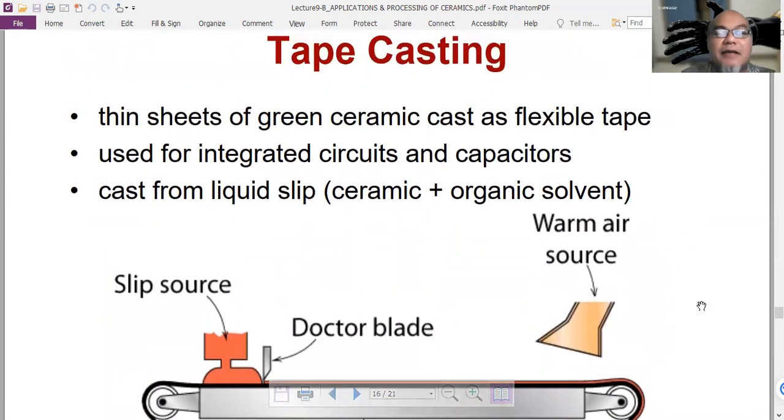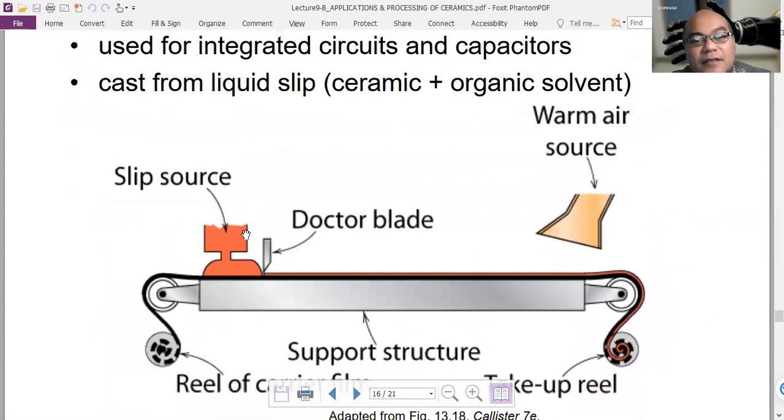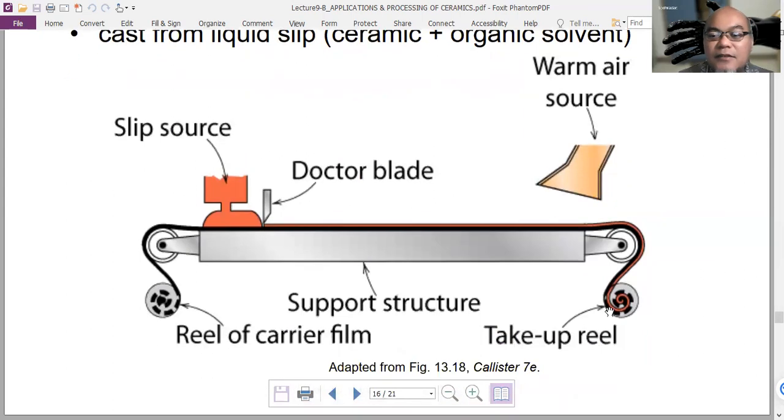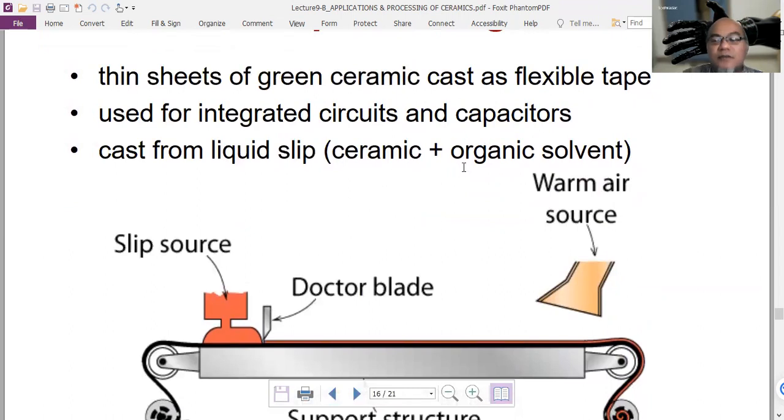Then a process called tape casting, where thin sheets of green ceramics are cast as flexible tape. This is the source of the slip, the molten one, which then flows through the doctor blade here and becomes a very thin layer of ceramics. After that, it is taken up by this reel. This is used for integrated circuits and capacitors, cast from liquid slip ceramic plus organic solvent.